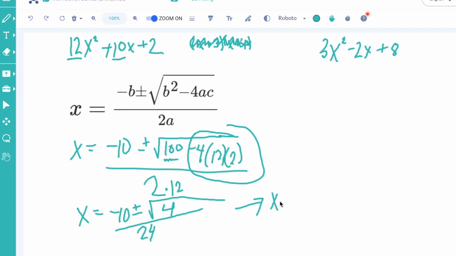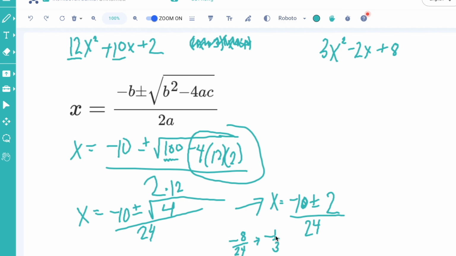All right, so then we have x equals negative 10 plus or minus the square root of 4, which is 2. The reason there's the plus or minus there is because the square root could be a positive 2, or it could be a negative 2. And then all over 24. So let's do the plus first. Negative 10 plus 2 is negative 8 all over 24, and that would simplify to negative 1/3.